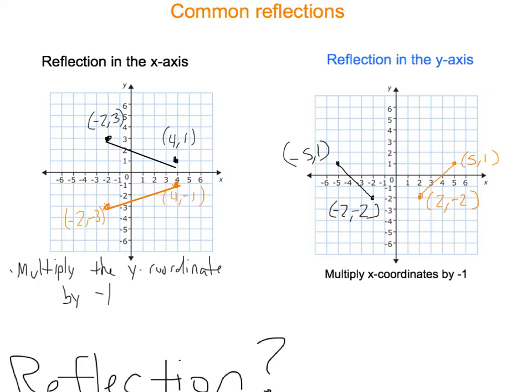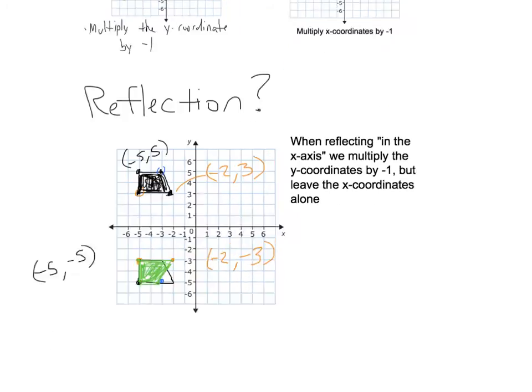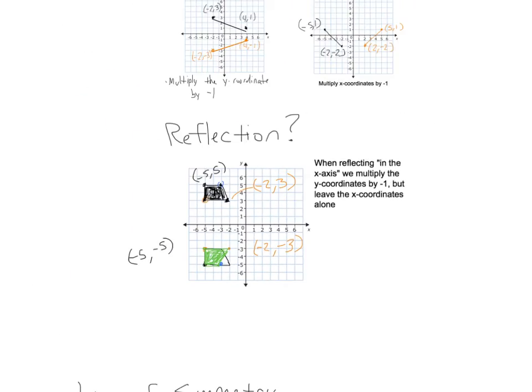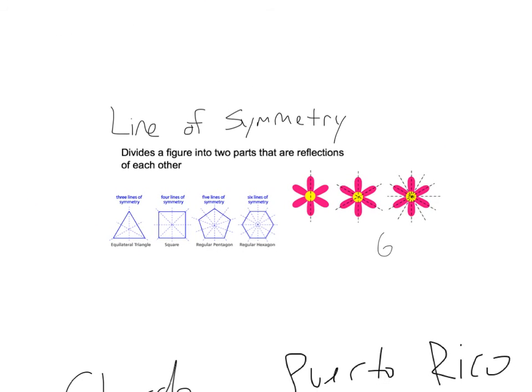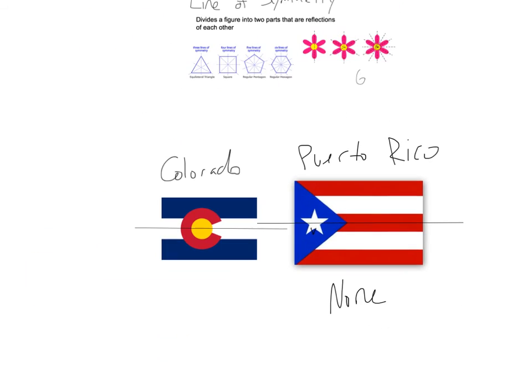Let's make sure we're understanding those. Probably the most important part is that when you reflect in the x-axis, you multiply the y-coordinate by -1 and leave the x-coordinate alone. When you reflect in the y-axis, you multiply the x-coordinates by -1, but you leave the y-coordinates the same. We tested things to see if they were a reflection or not. And then lastly we talked about lines of symmetry, creating identical images, and we talked about Colorado and Puerto Rico.